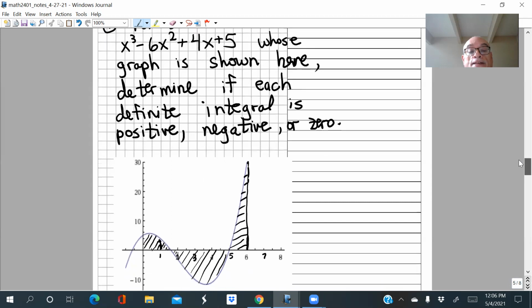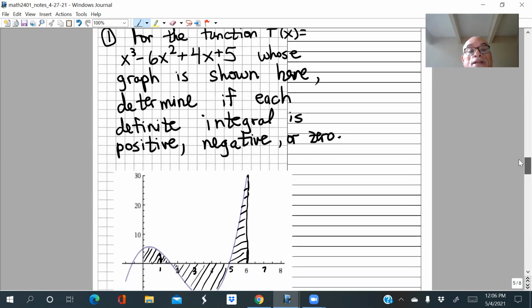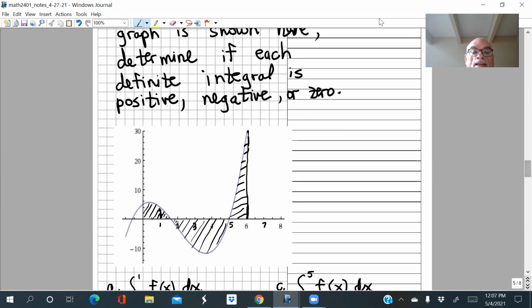Let's take a look at this example. Wow, this one's terrible. So I think this is the same curve we were looking at earlier, but I drew a little bit more of the curve. x cubed minus 6x squared plus 4x plus 5. Okay, so here is a graph of that curve. It's this blue graph, and so it's nice and wavy.